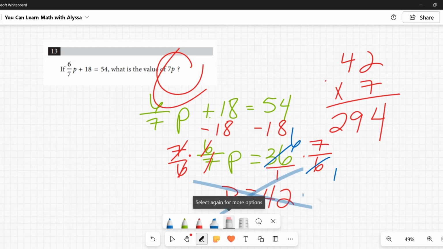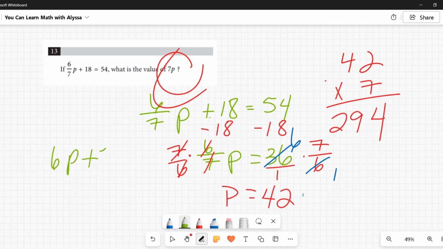I said there was a shortcut, like there's times where it'll be something like 6p plus 5 equals 10, and they'll say, what is 6p? It's that kind of thing, where you don't have to solve for p and then multiply by 6, because 6p is somewhere in the original equation. It's that kind of deal. Those show up a lot.